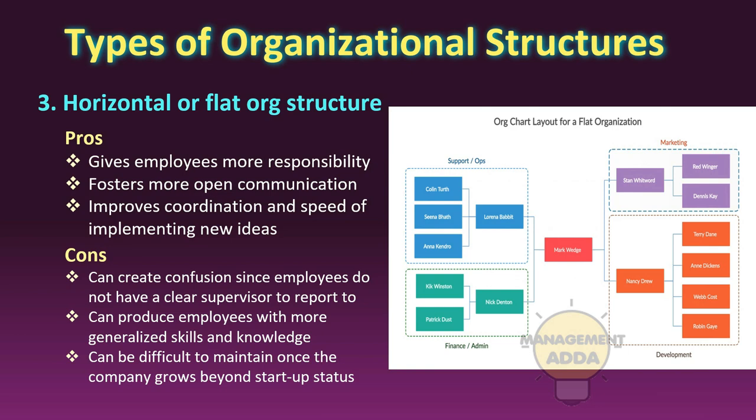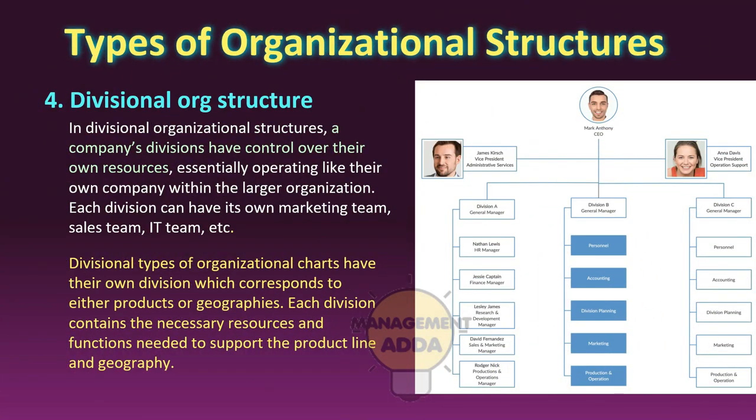Of course, when your company is small, you have less work, you have fewer employees, and it's easy to manage and maintain. But once the company grows, you have more responsibility, you have more employees, so it is difficult to manage. So in that situation, you literally have to switch to another sort of structure. This structure will not be good for a big company or for one that has grown from small to bigger. Next, we have divisional organization structure.